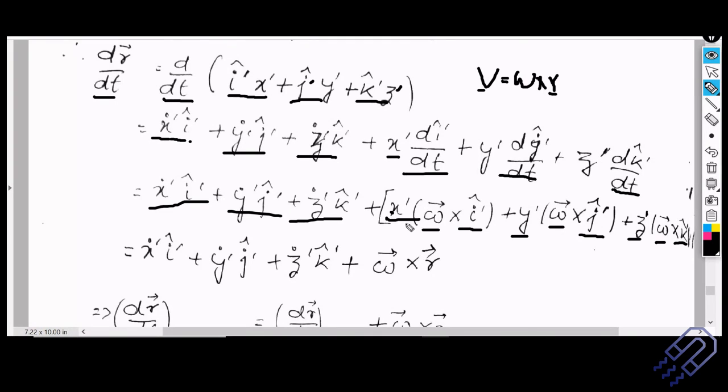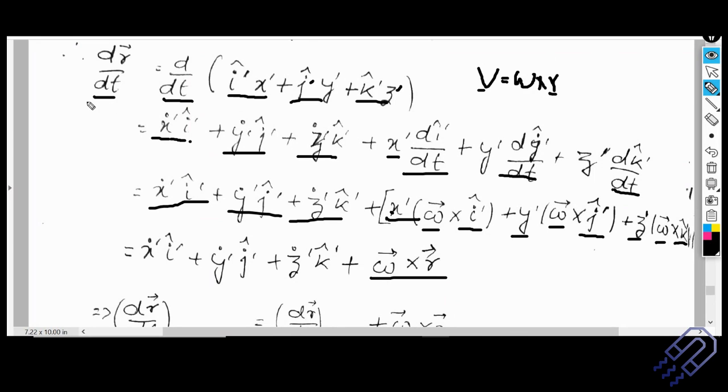So what is this? This is again very simple. This is x dash omega bar cross i cap dash, y dash omega bar cross j cap dash, plus z dash omega bar cross k cap dash. So you know this is i dash x dash, j dash y dash, k dash z dash. And then you can just simply write it down to be omega cross r, where r is nothing but i dash x dash plus j dash y dash plus k dash z dash. So you can just simply write down this relation.